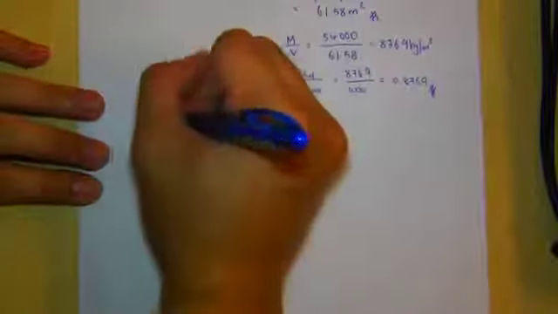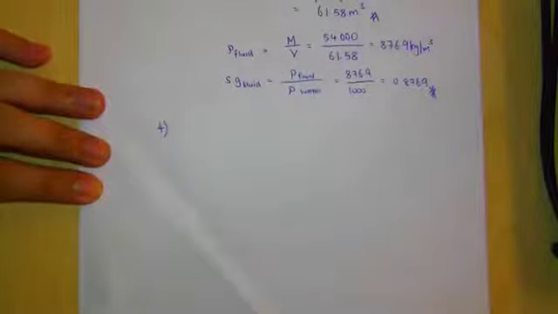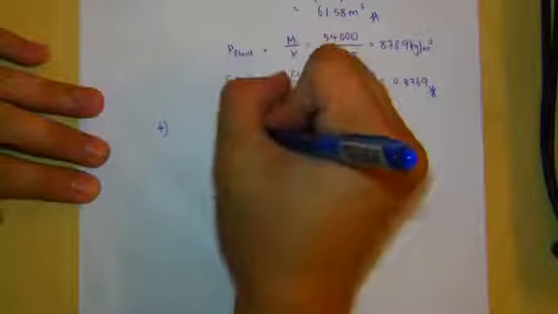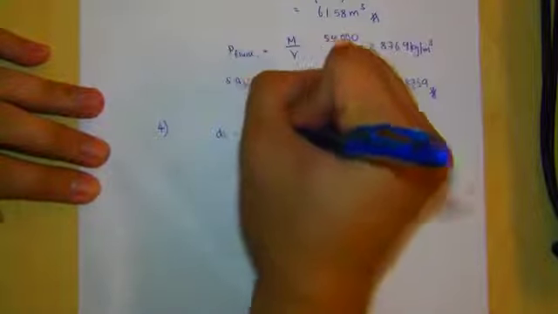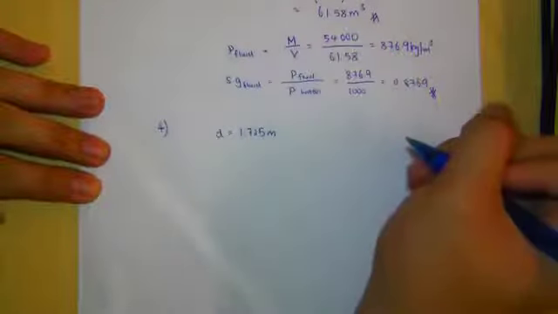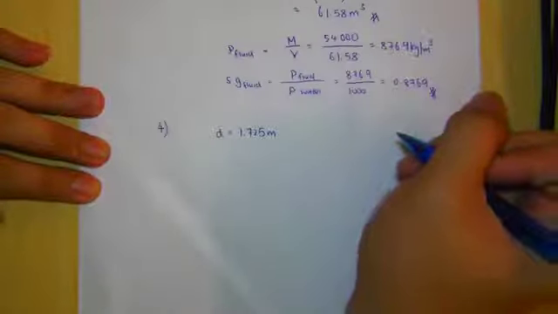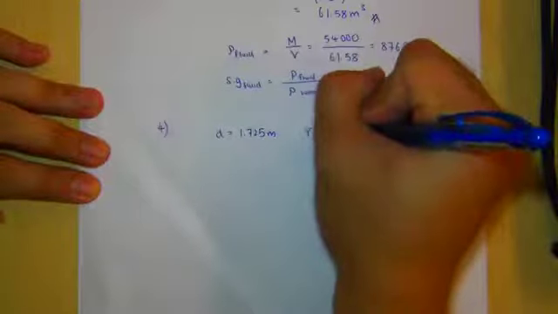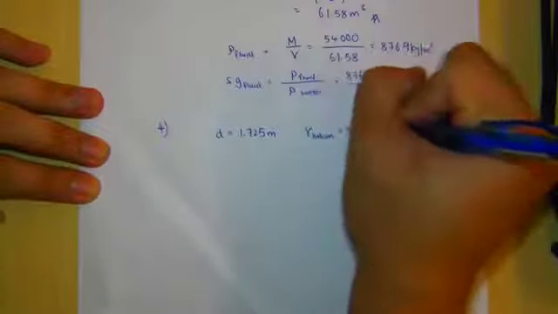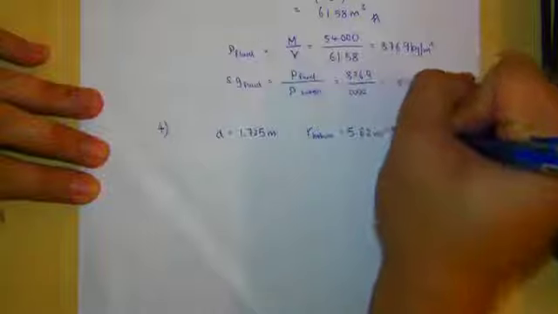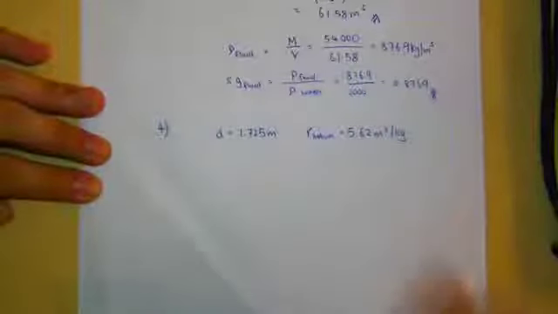Okay, next, question 4. We have a weather research instrument suspended below a helium-filled balloon, which is a sphere of 1.725 meter in diameter. So this sphere has diameter of 1.725 meters. The specific volume of helium is given to be 5.62 meter cube per kg. Determine the volume and the mass of helium in the balloon.